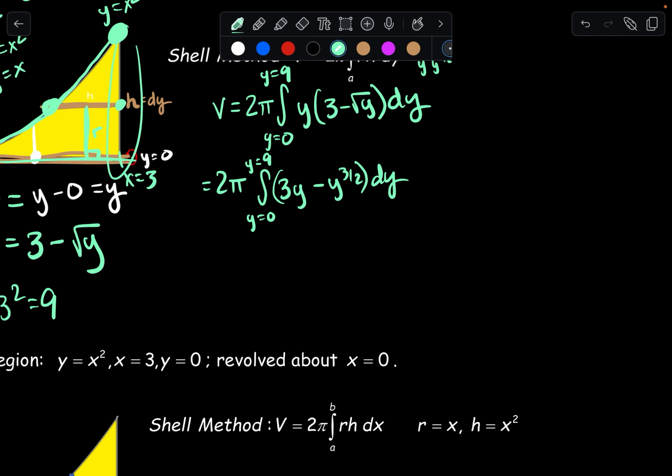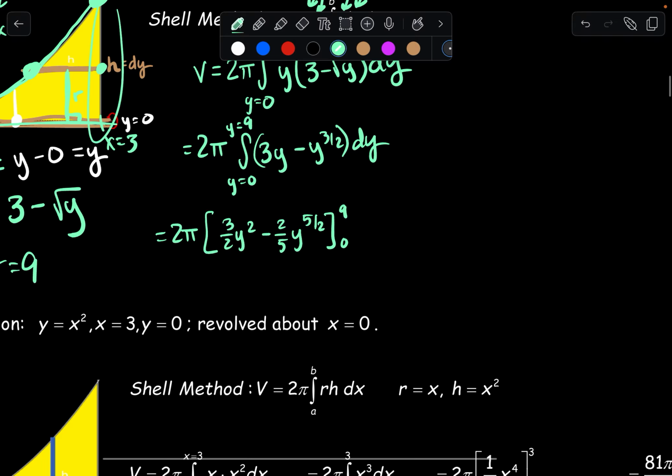So we get 2 pi. Integrating 3y, it's going to become y squared. So we have 3 over 2y squared. Integrating y to the 1/2, we end up with 5/2. So the coefficient will be 2/5. And we're integrating from 0 to 9.